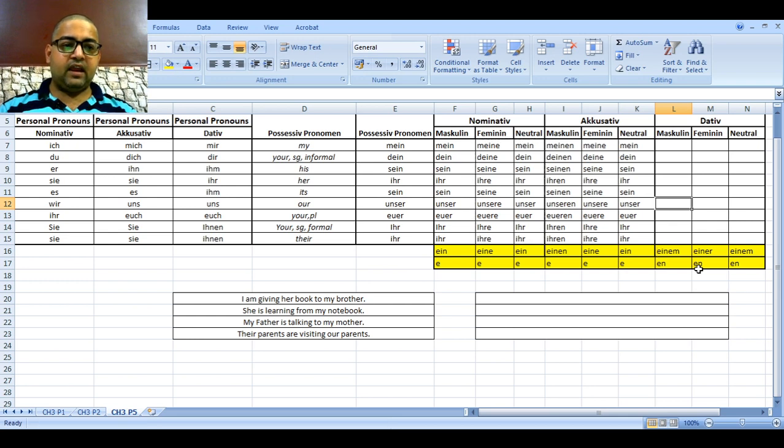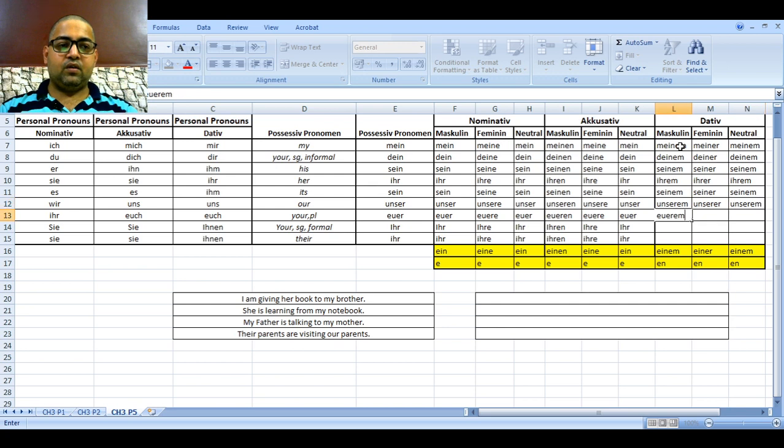In dative, what are my indefinite articles? It is einem, hence it is going to be meinem, meiner, meinem. Deinem, deiner, deinem. Seinem, seiner, seinem. Ihrem, ihrer, ihrem. Seinem, seiner, seinem. Unserem, unserer, unserem. Eurem, eurer, eurem. Ihrem, ihrer, ihrem.